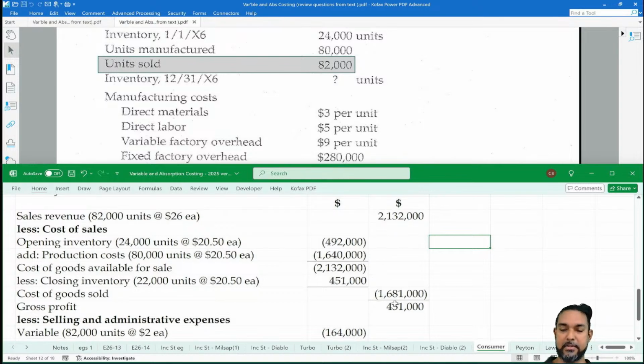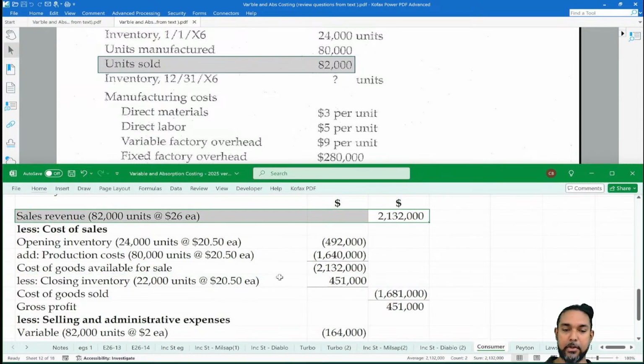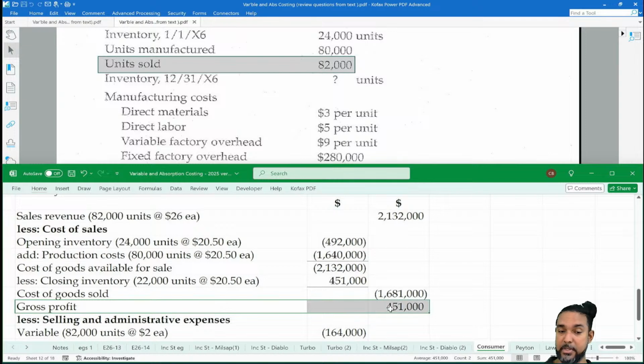Yeah, so that's not something that's going to happen every time. The cost of goods available is not always going to be equal to the sales revenue, and the closing inventory valuation is not always going to be equal to the gross profit. That's not a thing. It was interesting that it happened this time.